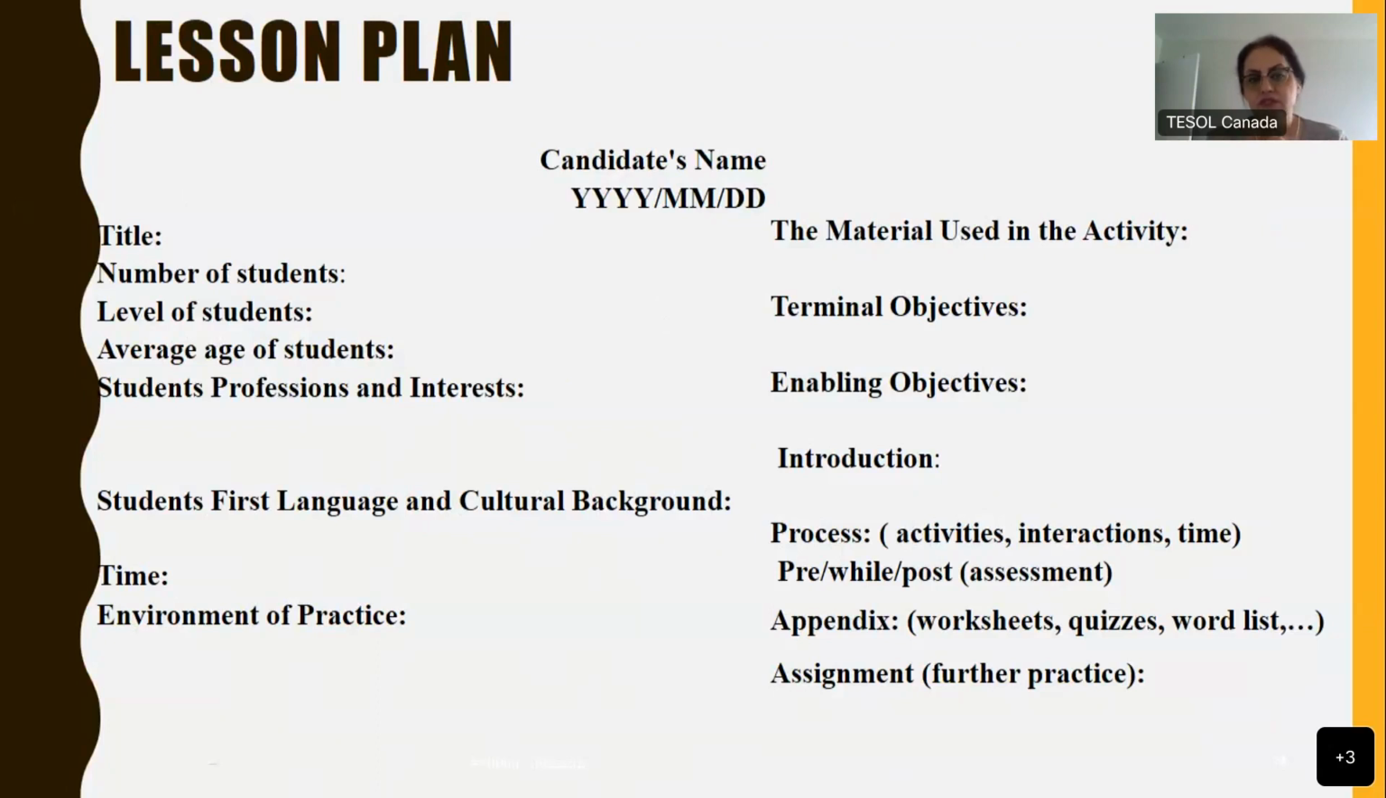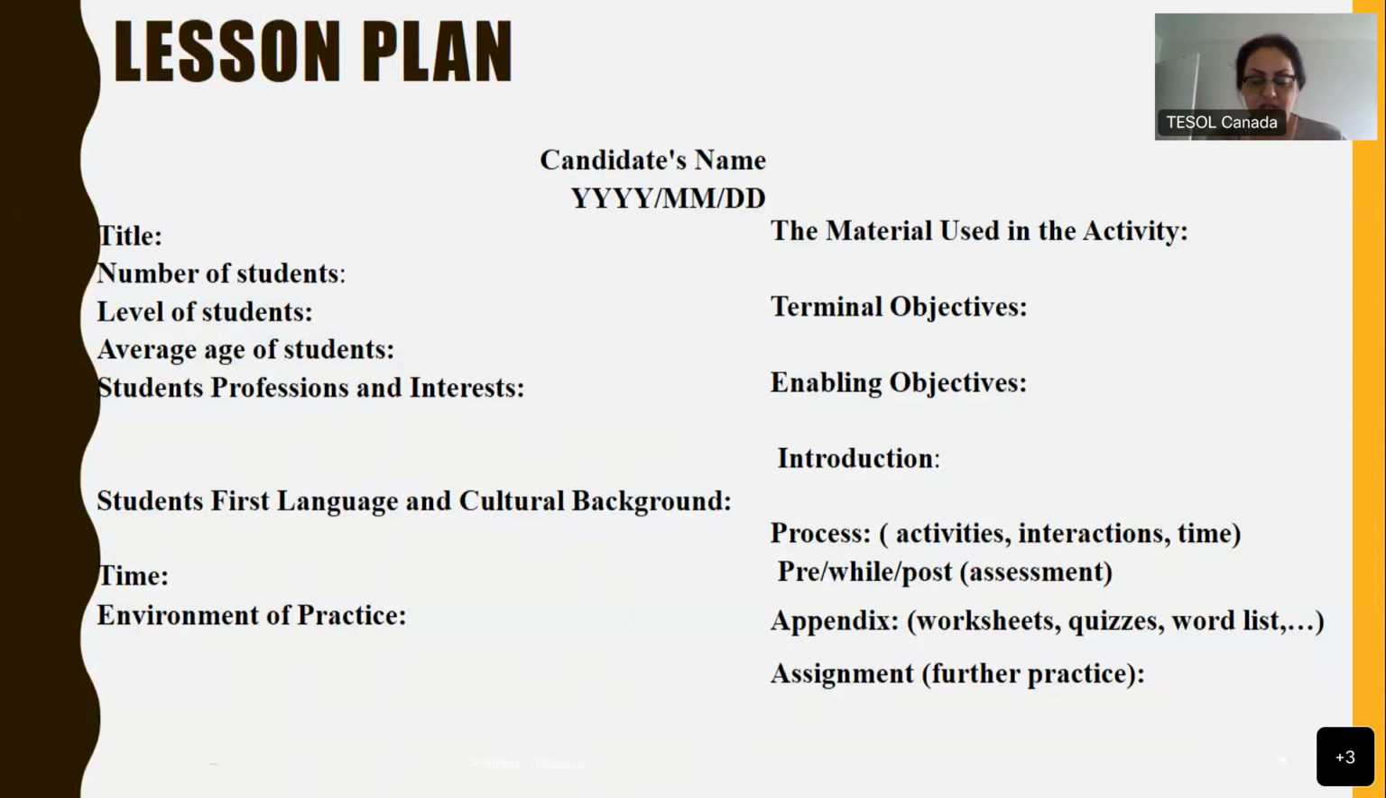Level of the students. So these activities are for what level? Are they beginners, pre-intermediate, intermediate, advanced, IELTS, international exam classes, business class, elementary class? What level are the students? It's based on their assumptions, what they know. So it's important to know the level.